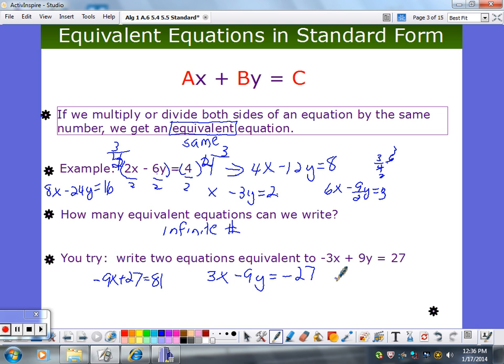I divided by 3. What'd you get? Negative x plus 3y. Excellent. That's right. You can divide as well as multiply.